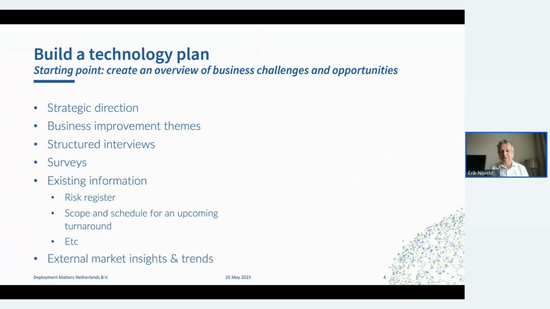And you can also cover the challenges and opportunities through structured interviews with people at different levels in the organizations and in different roles and different departments. You can also do it by sending out surveys. Those can be simple surveys, for example, sending out an email to people, asking them to articulate their key challenges. Input can also be extracted from existing information such as risk registers or the scope and schedule for an upcoming turnaround. And it's certainly also important to look at external market insights and trends as input for the plan.